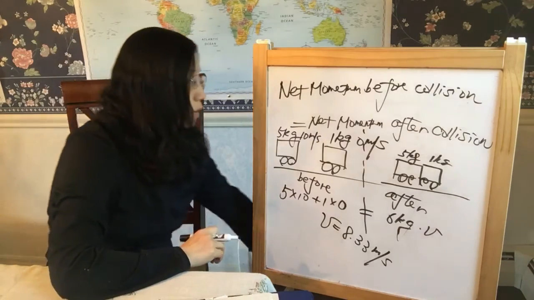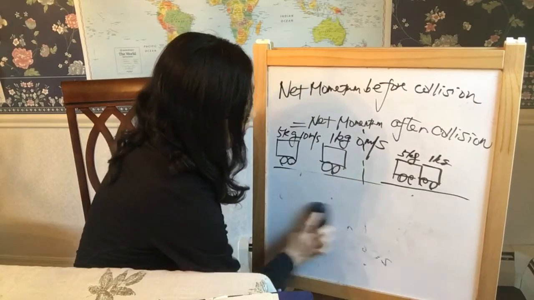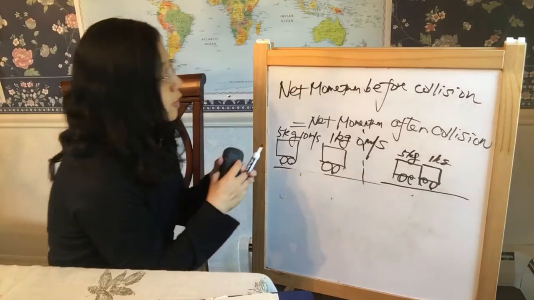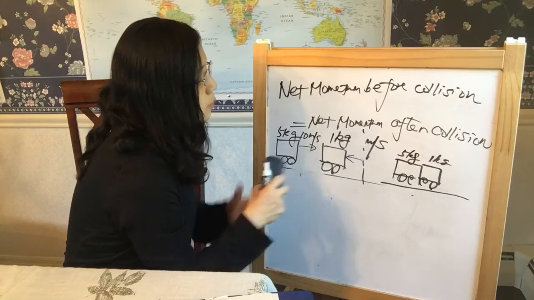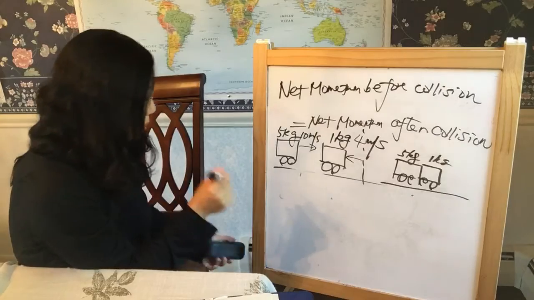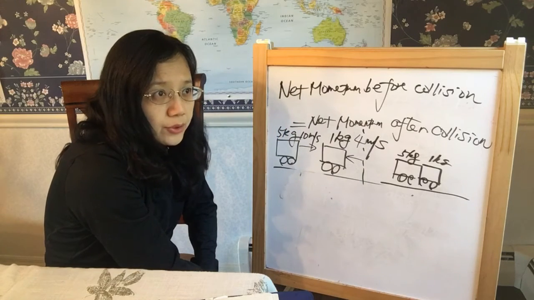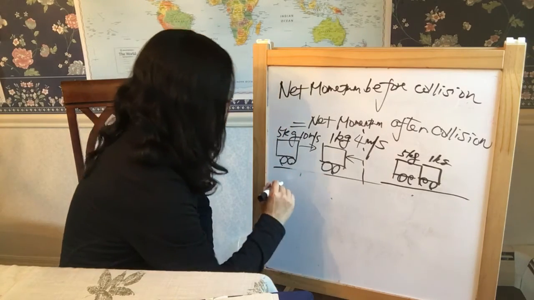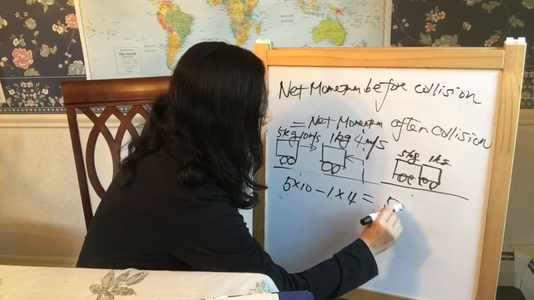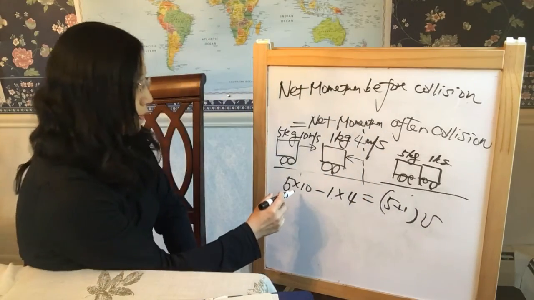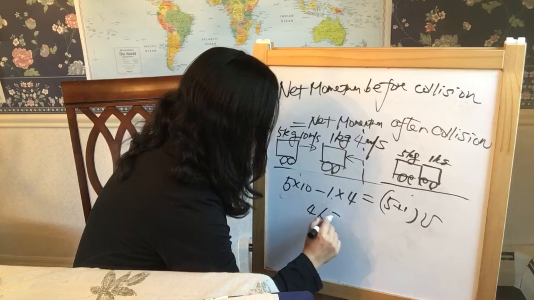Okay, so I can give you another example. For this case, one car is moving in this direction, and the other car is moving in this direction. Instead of being at rest, it moves 4 meters per second to the left. Remember, momentum is a vector. So when we calculate momentum, you have to remember how we do vector addition and vector subtraction. So you have 5 times 10 minus 1 times 4 equals (5 plus 1) times v. So you have 50 minus 4, which is 46, equals 6v.